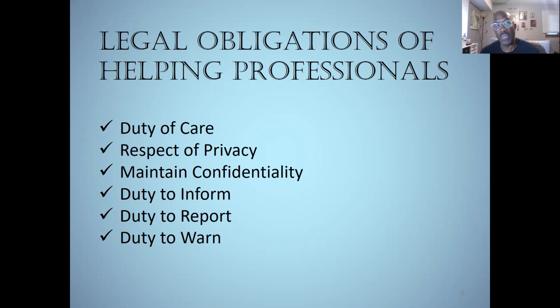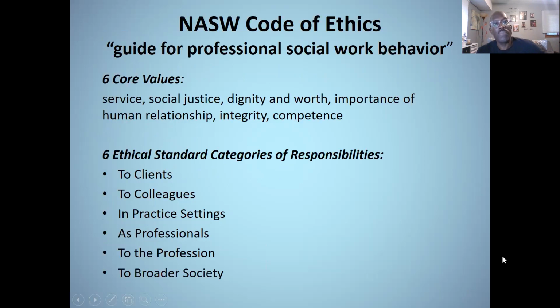And I also have a duty to warn. I have a duty to warn people about the information that they give me and the circumstances under which I may have to release that information if need be, if it's about keeping people safe. So just some things that are coming right out of the code that will help you understand. The other things that we need to also recognize when we think about the NASW Code of Ethics is that our 6 core values is about providing service, social justice. We're probably the only profession that has social justice in their actual core values.